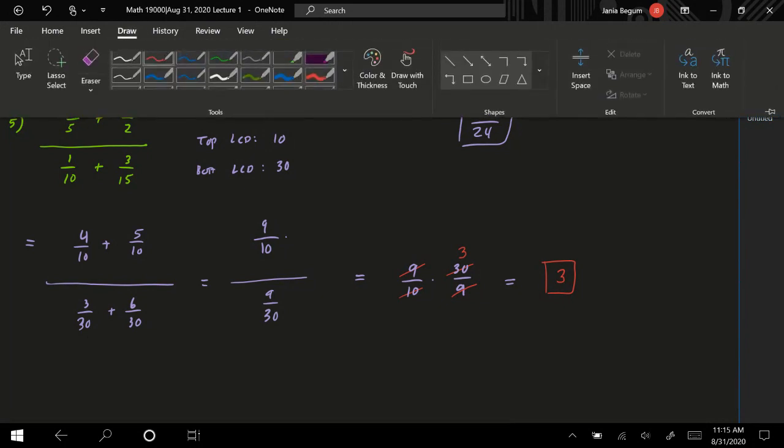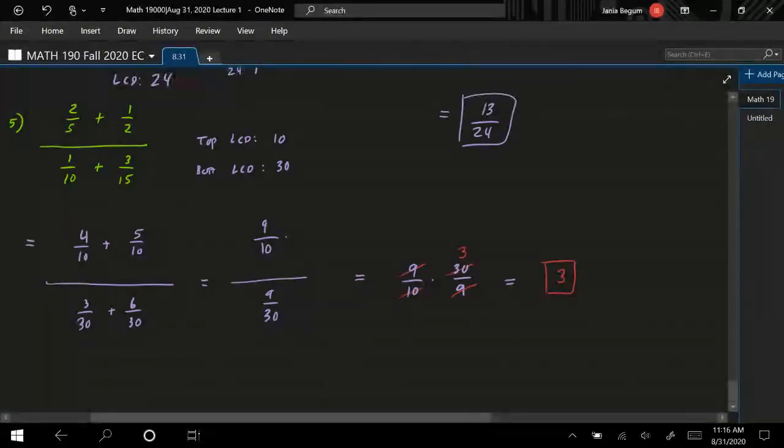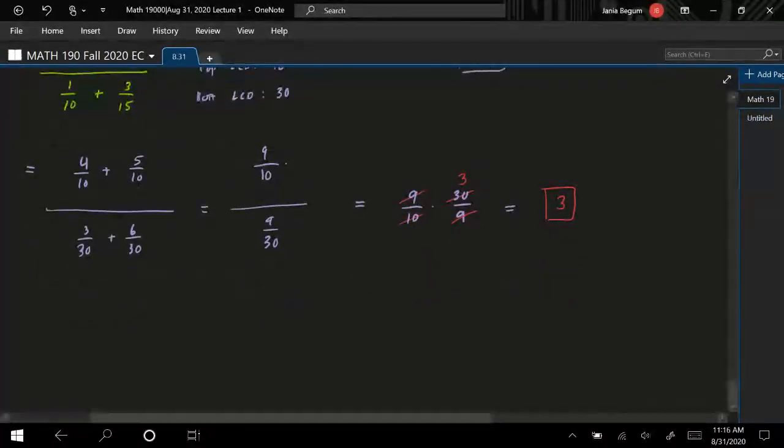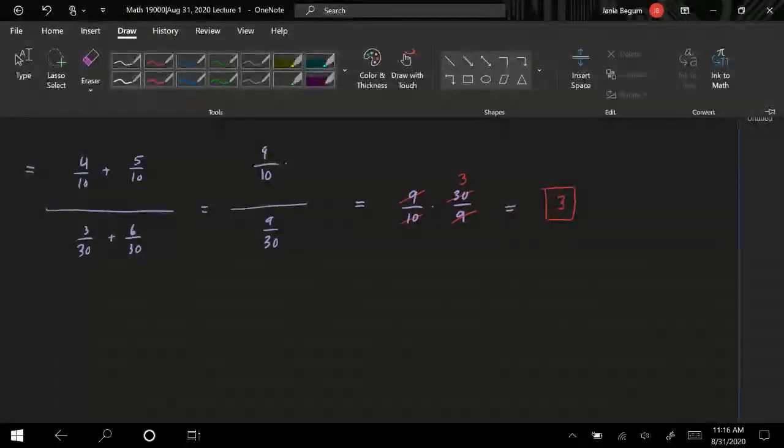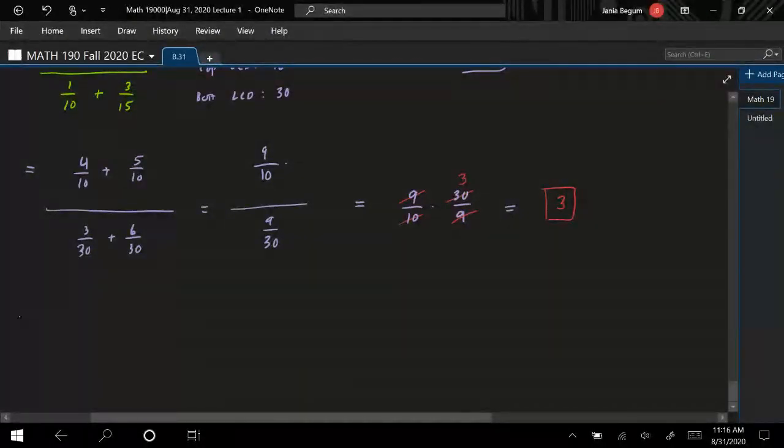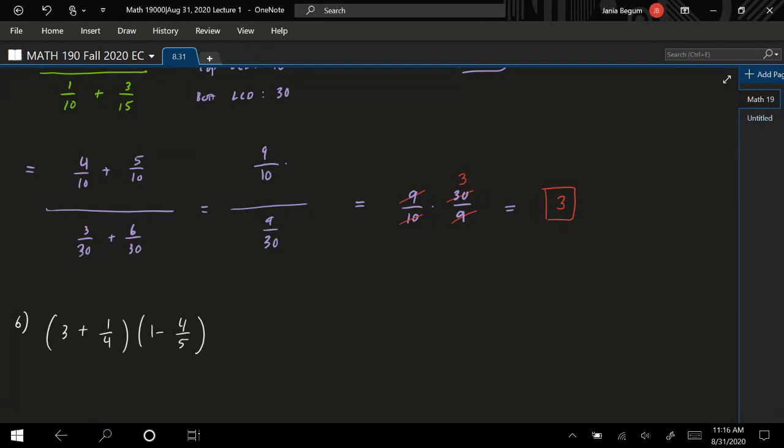Okay, I have one more question for you and then we'll talk about intervals. So here's number 6. For number 6, let's do 3 plus 1/4 times 1 minus 4/5. So I'll give you a minute to work on this and then I'll just call on a volunteer to help us out. Okay, so take a minute for this.